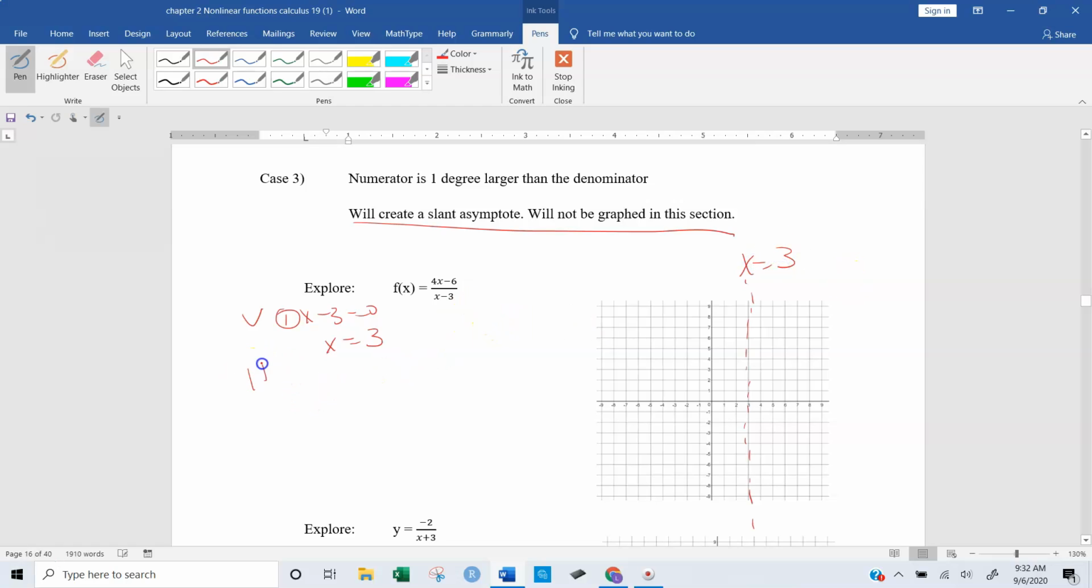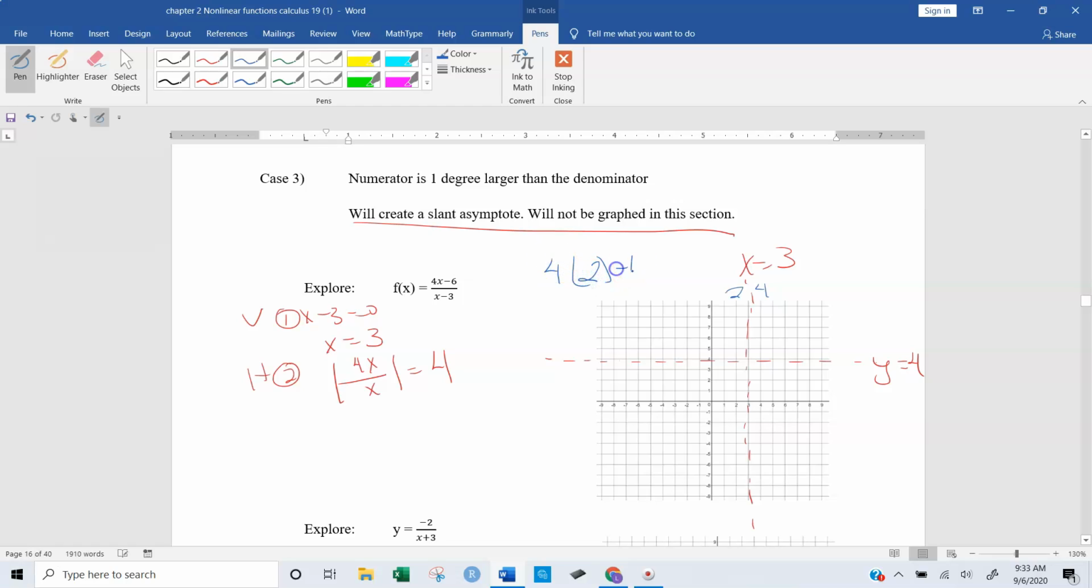Next, horizontal is second. So we draw our h, put in our 4x from the numerator, our x from the denominator, and we get 4. So we go to 4 and draw in our horizontal. Next, we plug in 1 point from each side. So since I'm at 3, I'm going to plug in a 2 and a 4 back into the original.